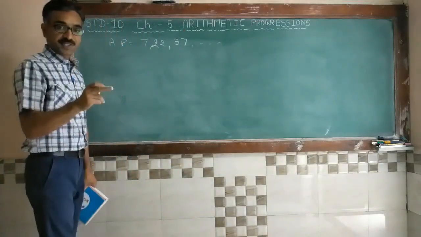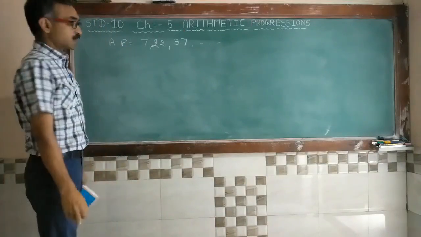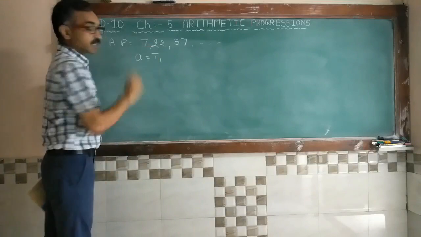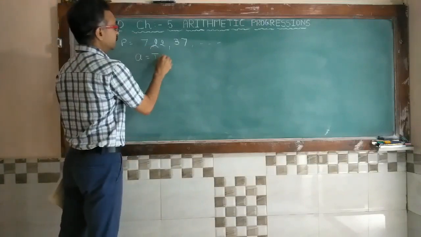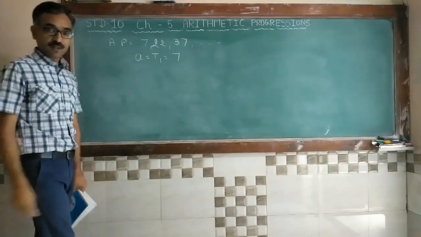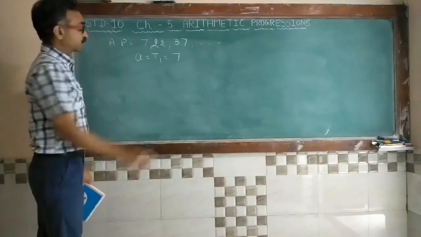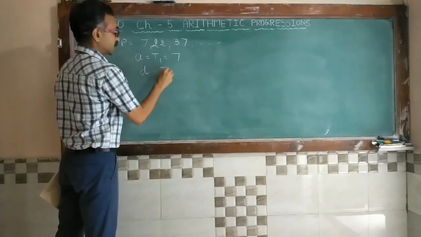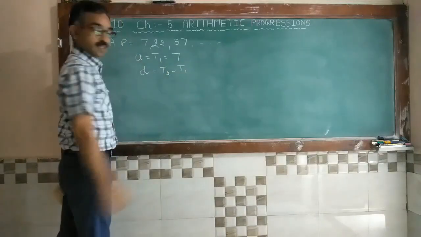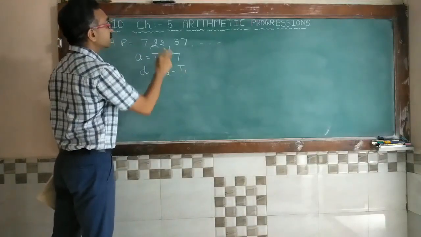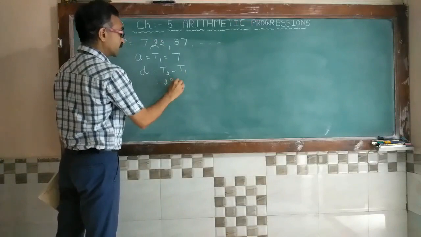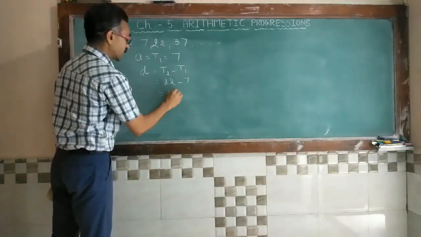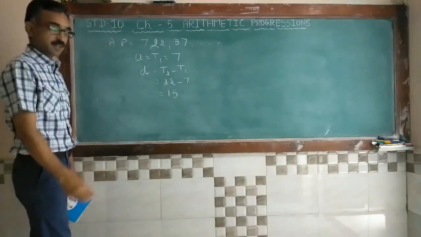Find out first term and common difference. So first term is your A, or you can say T1, that is 7. Now you have to find common difference D, that is T2 minus T1. T2 is 22 minus T1 is 7. So answer is 15. Okay.